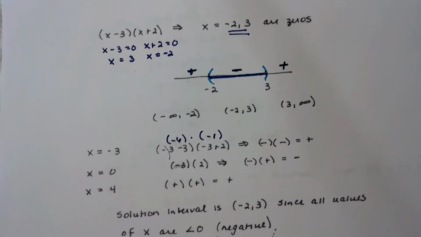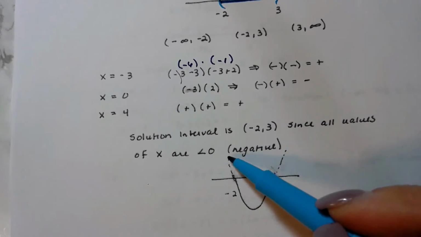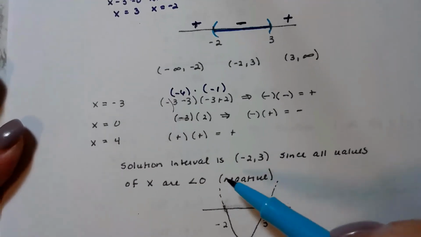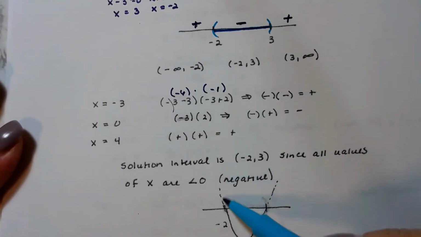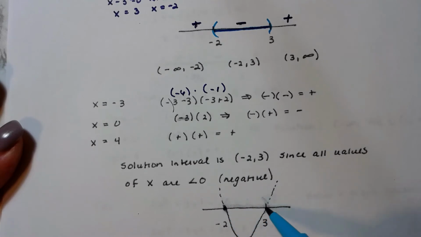And if I were to graph that polynomial on my calculator, what you would see is a parabola, because it's a quadratic, and it's going to open up because A is positive. So it's a smiling parabola. It's going to open up. It's going to intersect the x-axis at x equals negative 2 and x equals 3.